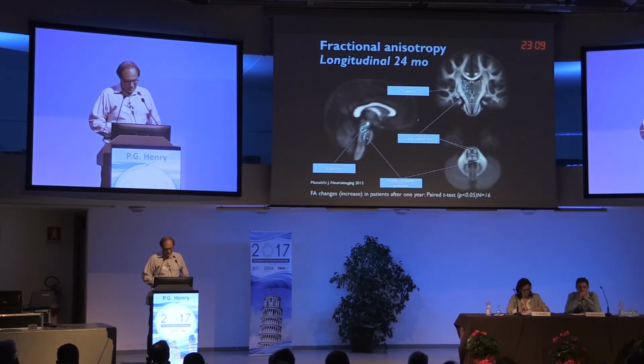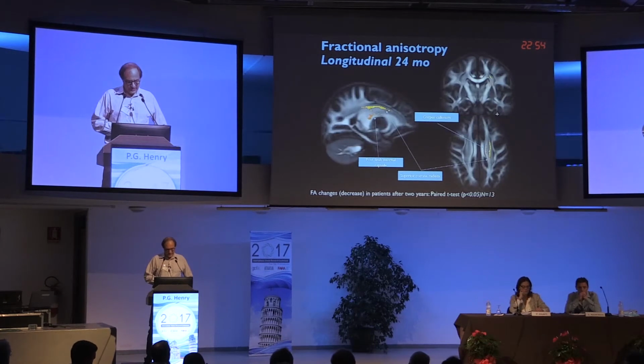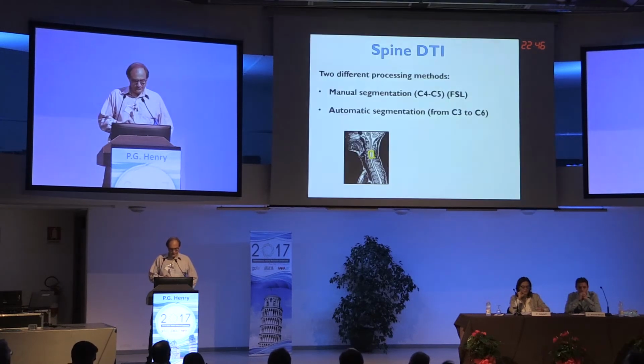Okay, so now longitudinal data. FA is increasing, especially in the brainstem and the thalamus and the corticospinal tracts here. And FA is decreasing in the posterior limb of the internal capsule and corpus callosum. So that was for the brain.